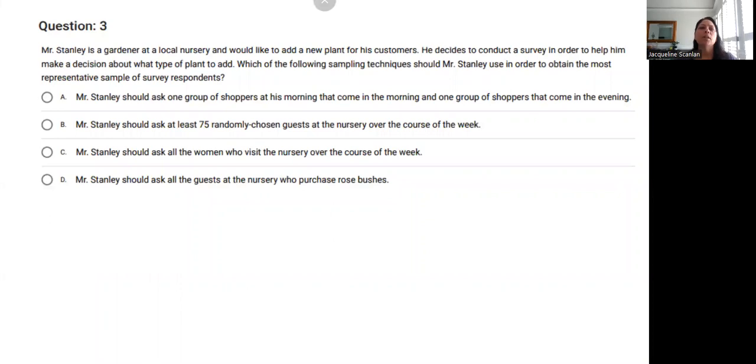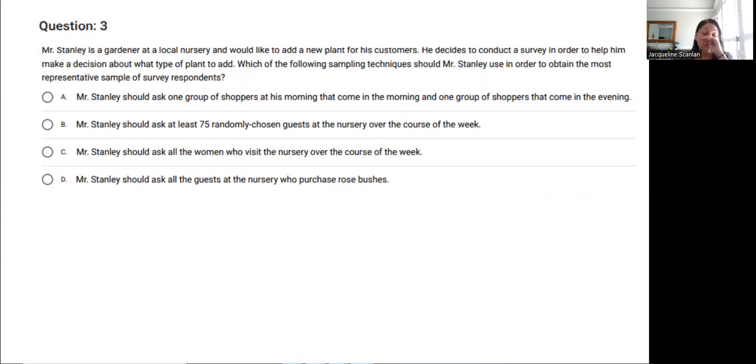All right, question number 3. Mr. Stanley is a gardener at a local nursery and would like to add a new plant for his customers. He decides to conduct a survey in order to help him make a decision about what type of plant to add. Which of the following sampling techniques should Mr. Stanley use in order to obtain the most representative sample of survey respondents?